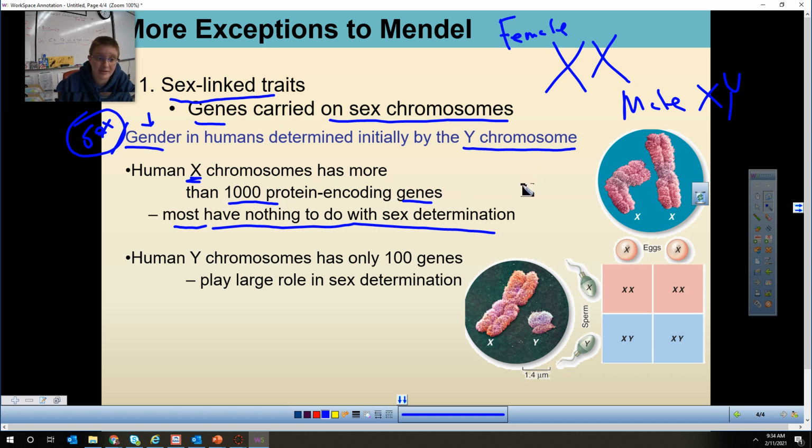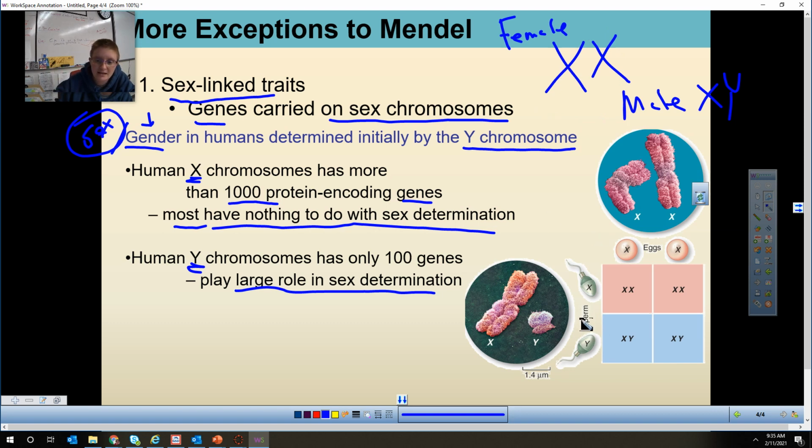You're not even around. Okay, the human Y chromosome though has that large role in sex determination, and it only has about 100 genes on it. So females, you don't get the Y chromosome. That's why you're female. Males, you get the Y chromosome. That's why you're male. All right. Those genes turn on at some point during development if you have one, and give you the male anatomy. If you don't have one, those genes obviously wouldn't turn on and wouldn't give you the male anatomy.